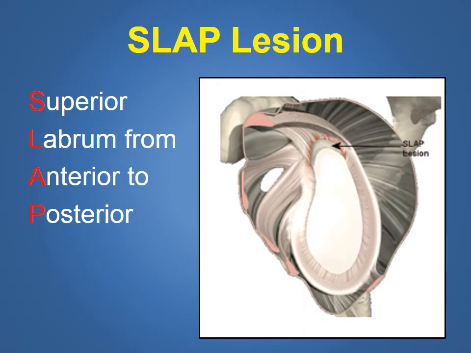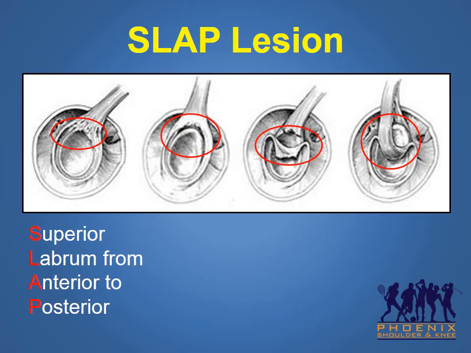This is a diagram showing a SLAP lesion which is enclosed by the red circle. The labrum is detached from the bony socket at the superior or 12 o'clock position. There are many different types of SLAP lesions as shown in red circles in this image, but they all involve the superior or 12 o'clock portion of the labrum.